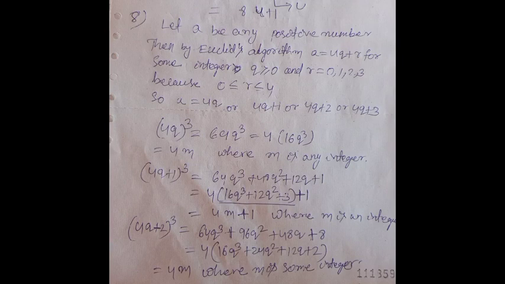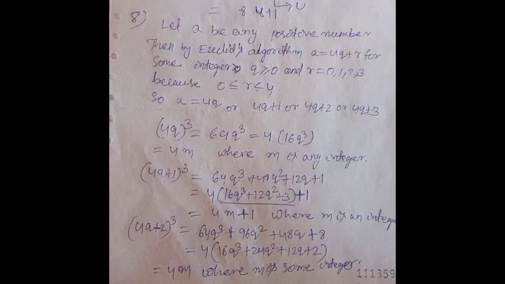4q whole cube equal to 64q cube equal to 4 into 16q cube is equal to 4m, where m is any integer. 4q plus 1 whole cube equal to 64q cube plus 48q square plus 12q plus 1. 4 whole into 16q cube plus 12q square plus 3q, plus 1 after taking 4 common. So it is in the form of 4m plus 1, where m is an integer, m equal to 16q cube plus 12q square plus 3q.